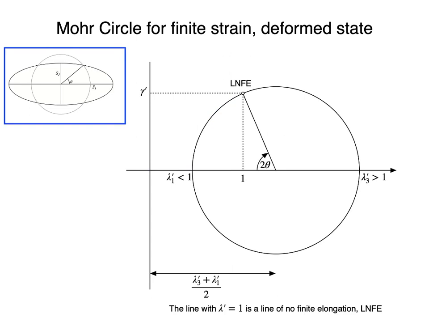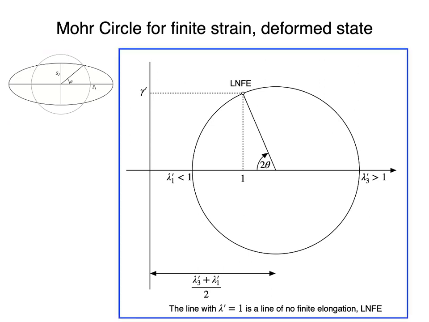You can think of them as the intersection of the strain ellipse with the circle before deformation. On the Mohr circle, it is easy to find these lines. We just need to find lambda prime equal to 1, and project a vertical line from that value to the circle. From the intersection point, we can read the orientation, theta, of the line of no finite elongation.